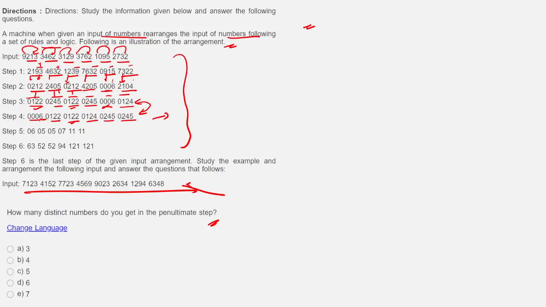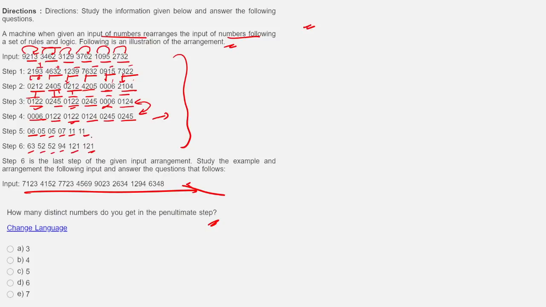Then what is happening? This is 6. This is 5, meaning 4 plus 1, 5. Yeah, this is kind of simple. 4 plus 1, 5. Then this should be 7. This should be 5 plus 4, 9 plus 2, 11. And this should again be 5 plus 4, 9 plus 2, 11. Then 6 becomes 63, 5 becomes 52, 52, 7 becomes 94, 11 is 121, 11 is 121.